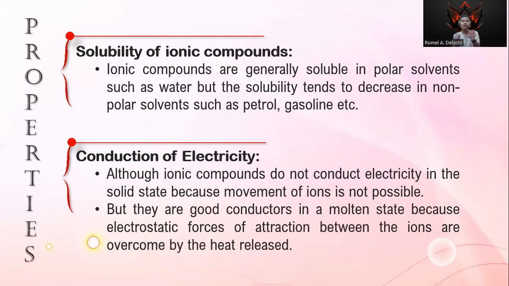And the last one is the conduction of electricity. If you have salt, for example, since this is the best example of an ionic compound, and the salt is dissolved in a polar solvent just like water, there is now the separation of the positive and the negative sides, or the cations and the anions. They will now become very good conductors of electricity. Remember, although ionic compounds do not conduct electricity in the solid state because movement of ions is not possible, they are best conductors of electricity when they are in the molten state or in the dissolved state.